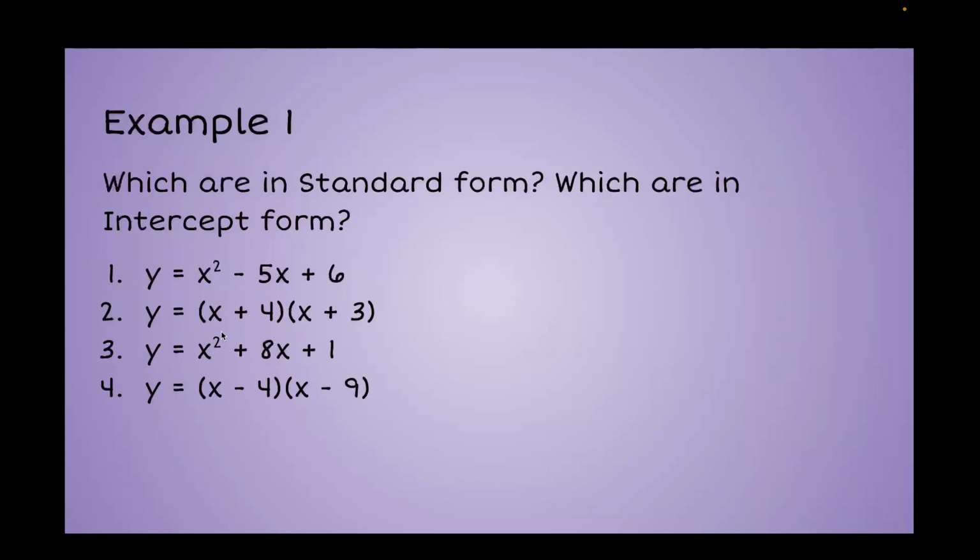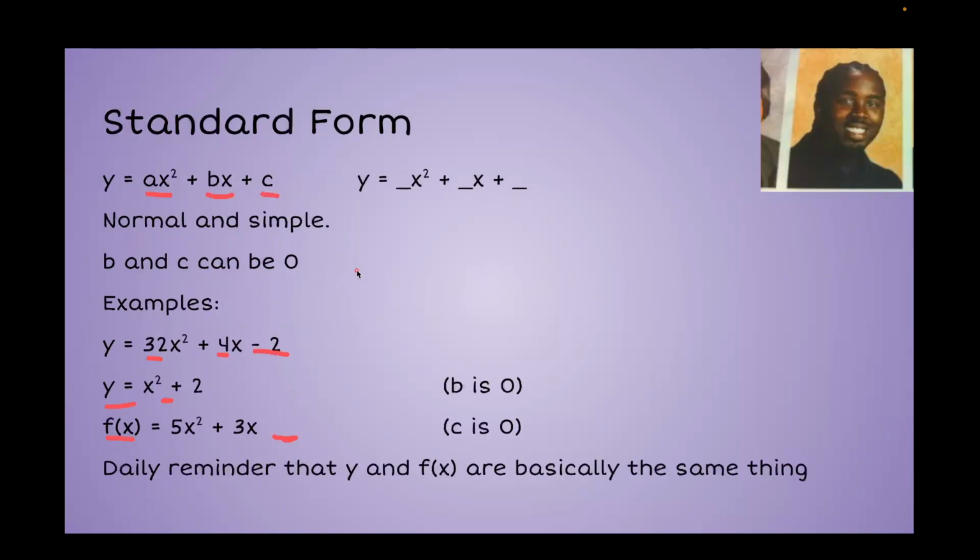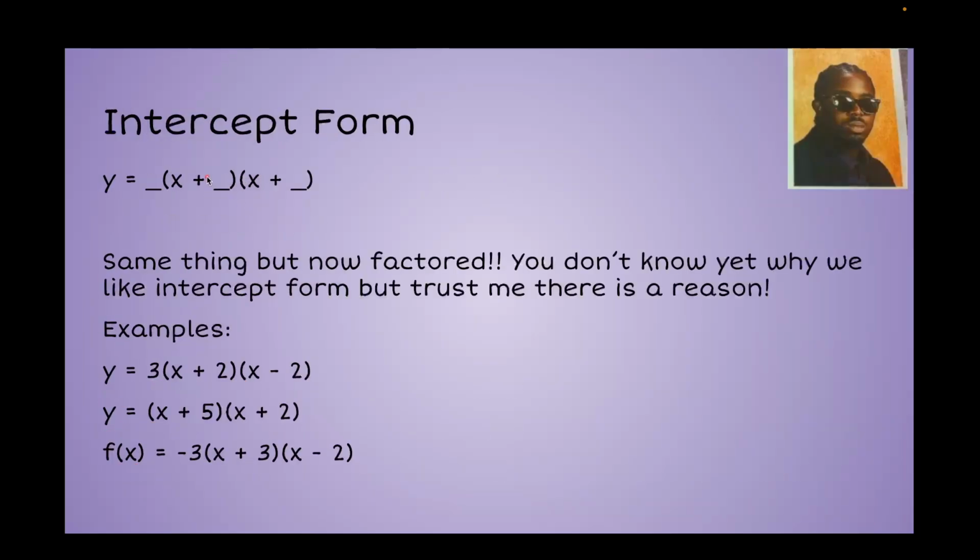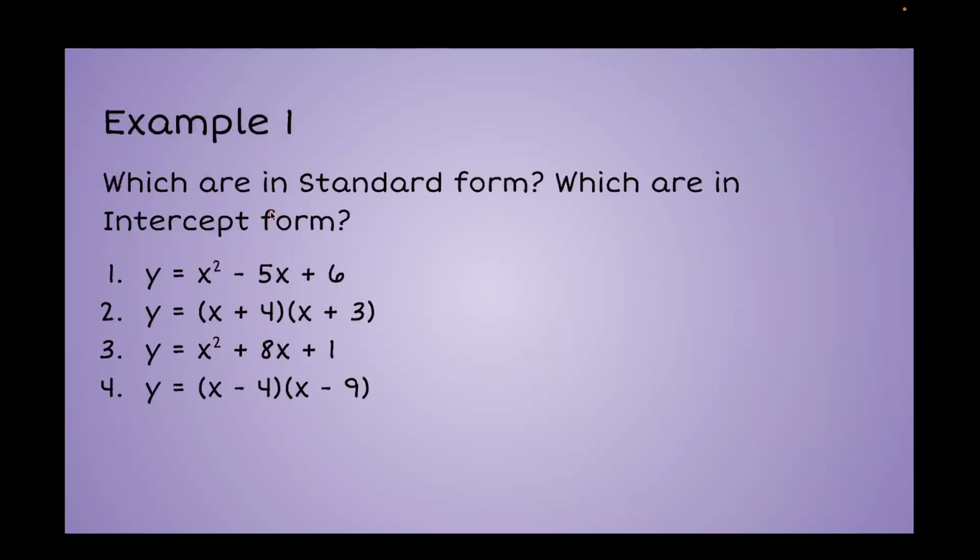I'll do some examples. Which of these are in standard form? Which are in intercept form? Standard form is the one that's just three terms. So the one that's like that is this one. Intercept form are the factored ones. These two are factored, so these two are our intercept forms here.